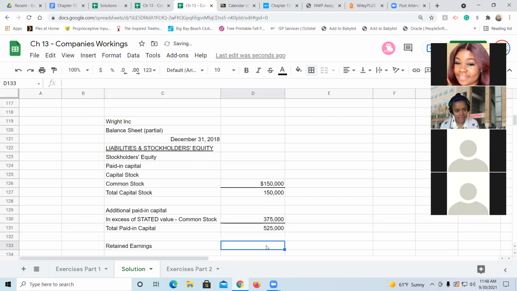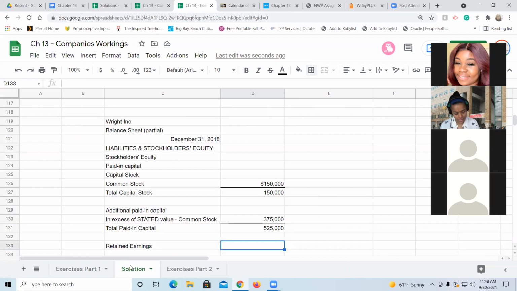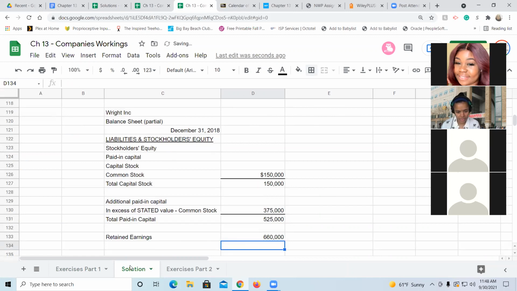So then the retained earnings was given in the question as being 660,000. If you go back, remember they told us that it was 660,000. So that's where I'm getting that from. You also want to make sure when you're reading questions in the homework or in a test, sometimes there's information given to you in the question. So once you start answering the question, don't ignore the question completely, because you may find that there's still bits of information that you need to answer the question fully.